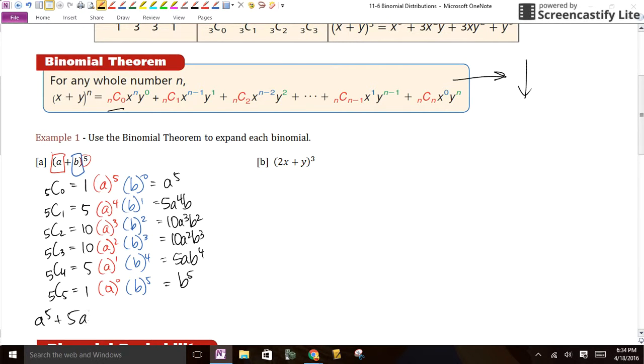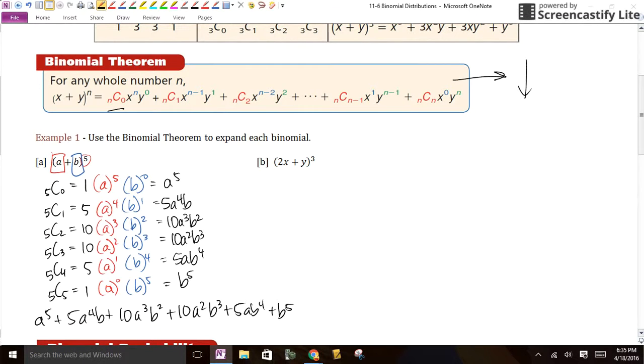A to the 5th plus 5 a to the 4th b plus 10a cubed b squared plus 10a squared b cubed plus 5ab to the fourth plus b to the fifth. Holy smokes, there's your answer. Now imagine foiling. You would be doing that and you'd be combining like terms, and oh my gosh, you could run into a chance for a mistake. And so be super careful, right? Be careful about those parentheses and what's getting power.